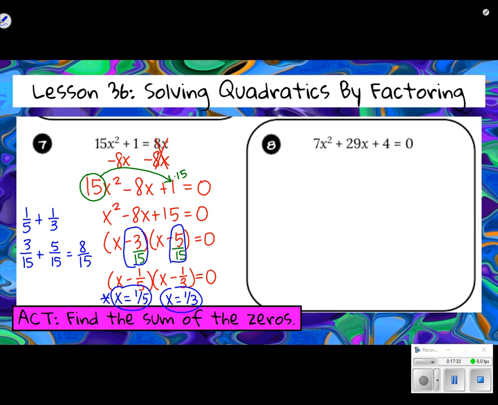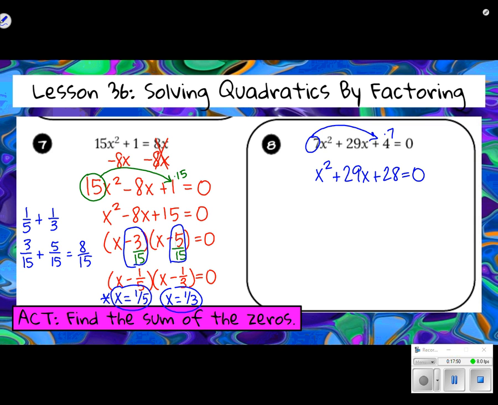All right, you ready to look at number 8? 7x squared plus 29x plus 4 equals 0, so we're not having to move anything. So I'm feeling slide and divide coming on. Let's slide that 7 to the end.